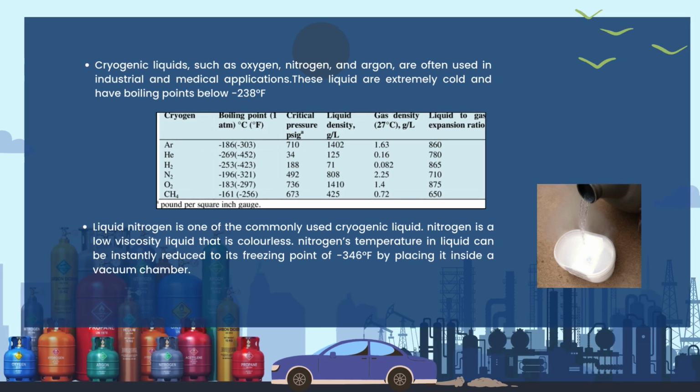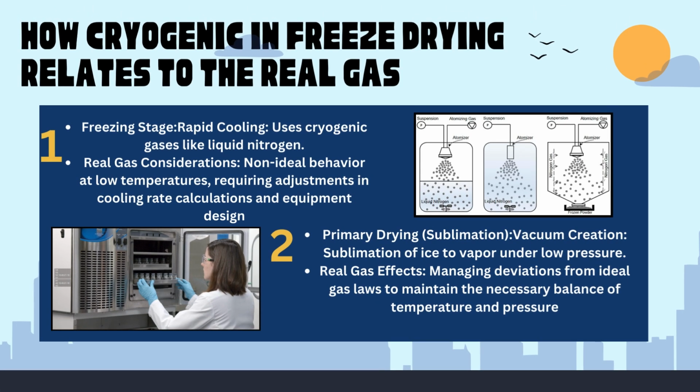The application of cryogenics in the pharmaceutical industry, particularly in freeze drying, involves understanding real gas behavior. In the freezing stage, cryogenic gas like liquid nitrogen rapidly cools the product, requiring adjustment for non-ideal gas behavior. During primary drying, sublimation occurs under low pressure, and managing deviation from the ideal gas law is crucial for maintaining balance.